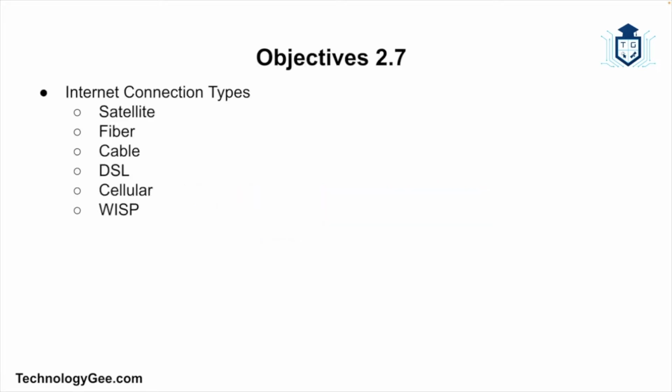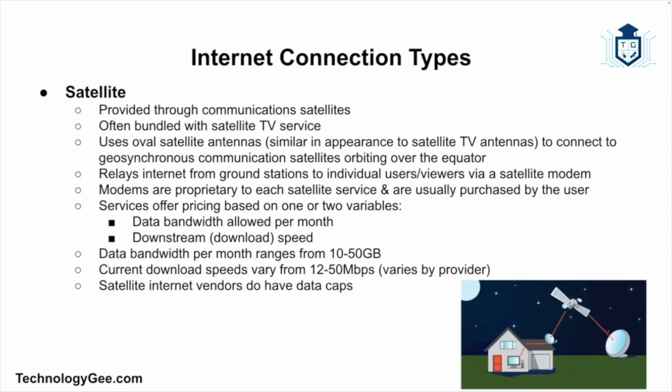In this video, you're going to learn about various internet connection types such as satellite, fiber, cable, DSL, cellular, and wireless internet service providers. All right, so let's talk about the first type of internet connection type, which is satellite. Satellite internet services can be used by individuals and businesses that are out of reach of wired internet services. Satellite internet services are often bundled with satellite TV service.